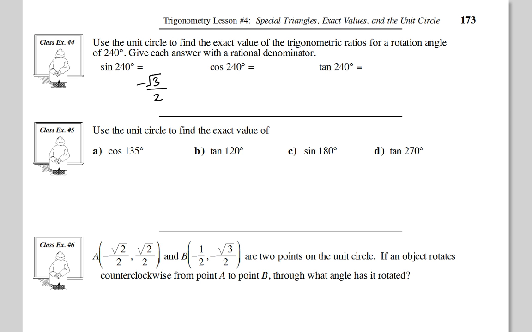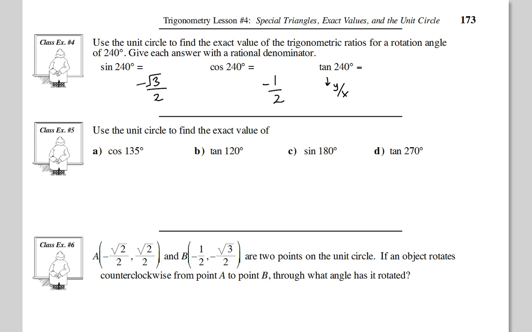Okay, now find 240. Where's 240? It's just one spot. Oh, it's the same spot. Now you want the x coordinate, so negative 1/2. And now for tangent, it's the same spot. You want the y divided by the x. Remember, for tangent, it's y divided by x.